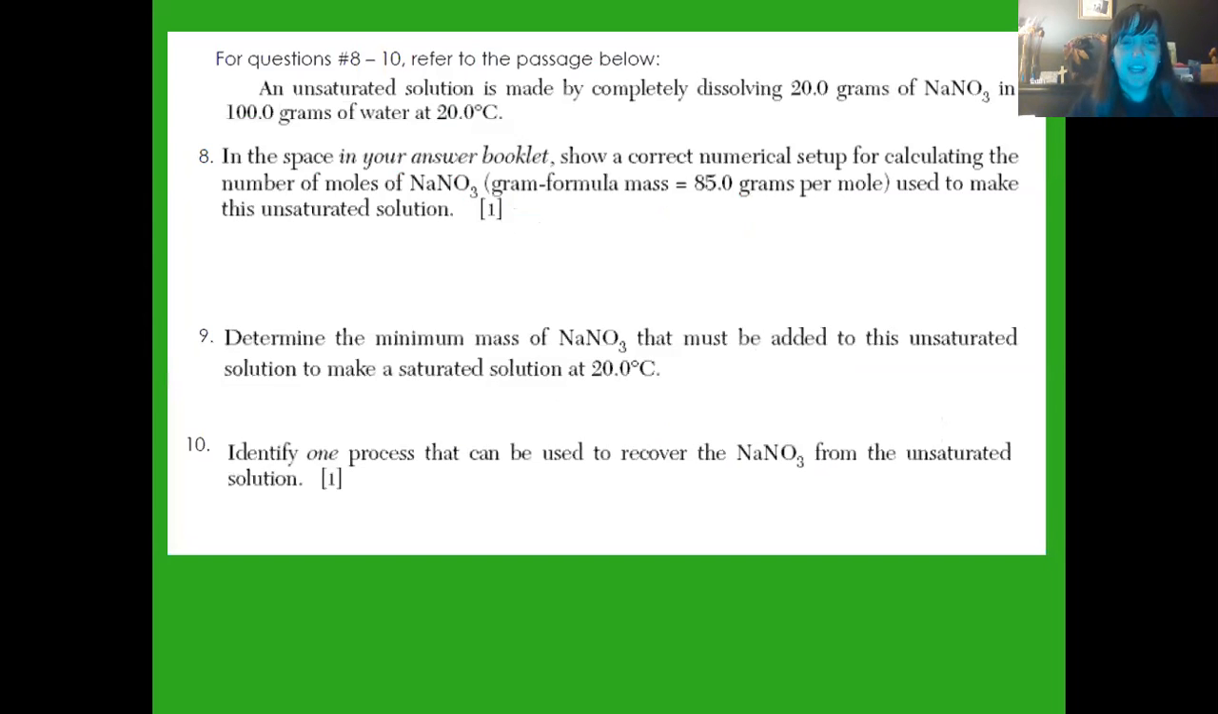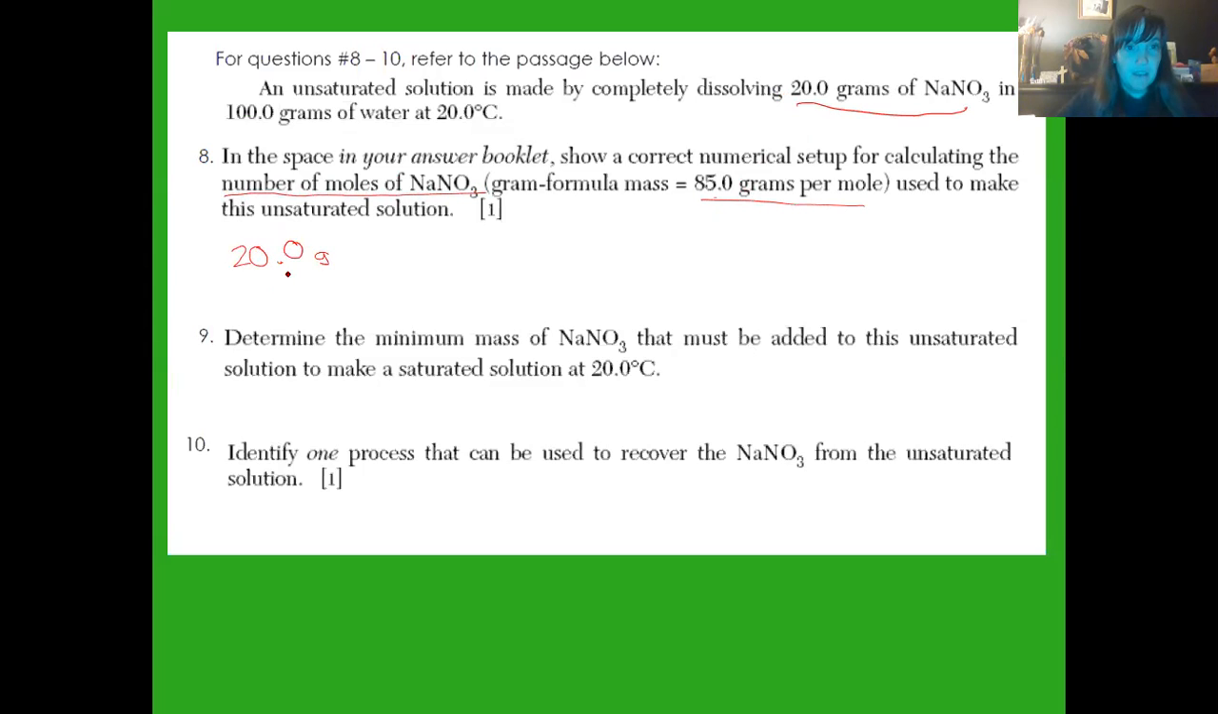All right, so we've got an unsaturated solution made by completely dissolving 20 grams of sodium nitrate in 100 grams of water at 20 degrees Celsius. In the space in your answer booklet, show a correct numerical setup for calculating the number of moles of sodium nitrate, gram formula mass, 85 grams per mole, used to make this unsaturated solution. So I have to show, how do we calculate moles? Okay, well, we know grams, and they tell us gram formula mass. So that actually makes it really easy. Let's start with the moles.